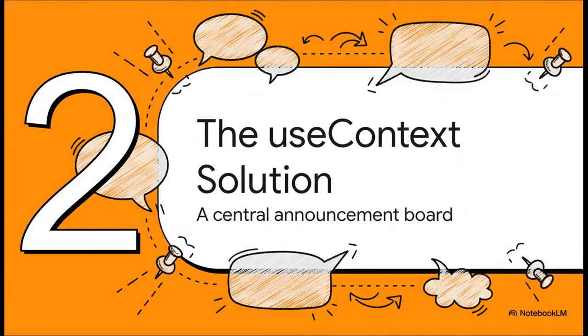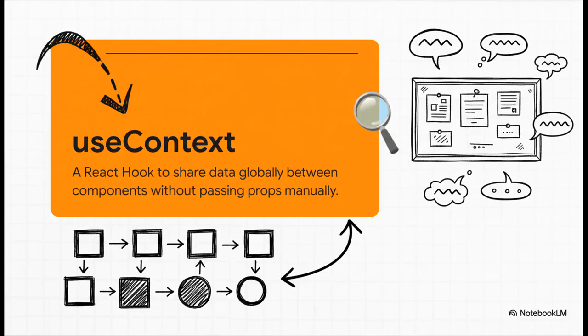But here's the good news. There's an awesome solution built right into React. Let's talk about useContext. I like to think of it as a central announcement board for all of your application's data. And the official definition really nails it. It's a hook for sharing data globally without all that manual labor. Just imagine any component in your entire app, no matter how deep it is, can just walk up to that central announcement board and grab the exact information it needs. No more middlemen. It's fantastic.